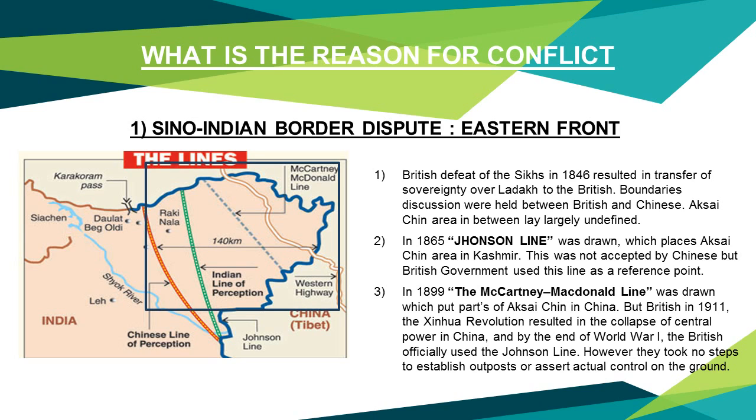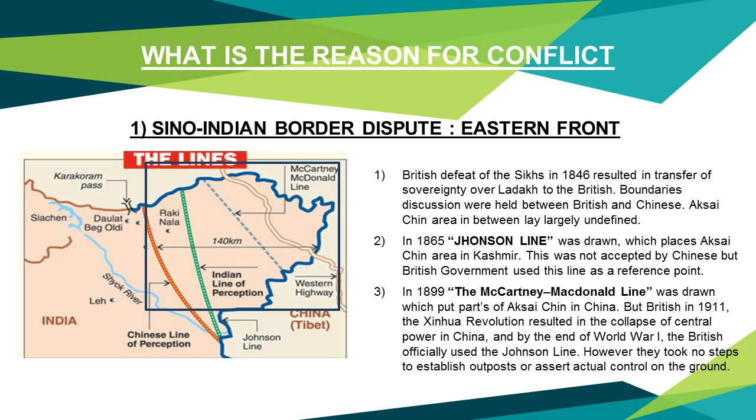In 1865, the Johnson Line was drawn, which places the Aksai Chin area in Kashmir. This was not accepted by the Chinese, but the British government used it as a reference point. In 1899, the McCartney-MacDonald Line was drawn, which puts parts of Aksai Chin in China. But in 1911, the Xinhai Revolution resulted in the collapse of the central powers in China, and by the end of World War I, the British officially used the Johnson Line as the border of reference.